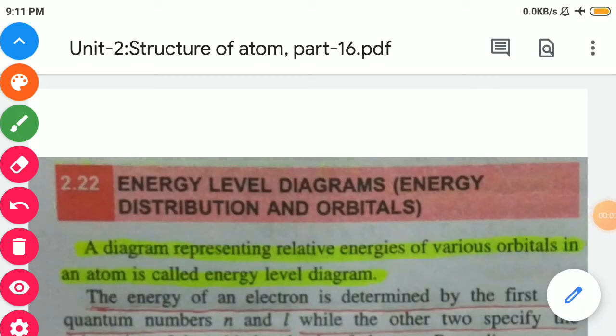Hello students, in this video lecture of Unit 2, that is Structure of Atom, Part 16, you will study energy level diagrams, that is energy distribution and orbitals. A diagram representing relative energies of various orbitals in an atom is called an energy level diagram. In the energy level diagram, the filling of electrons takes place in different kinds of atomic orbitals.